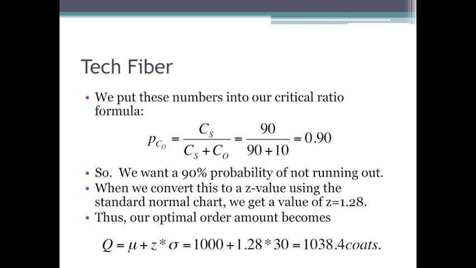This gives us all the stuff we need to find the critical ratio. Critical ratio is just cost of shortage divided by cost of shortage plus cost of overage. So 90 divided by 90 plus 10 is equal to 0.9. So what we want is a 90% probability of not running out. When we convert that 0.9000 to a z-value, we get a z-value of 1.28. We then use this to find our optimal order amount: Q equals mean plus z-value times standard deviation. So 1,000 plus 1.28 times 30 equals about 1,038.4. If you want to round up or round down, either one will do, but basically 1,038 or 1,039 coats.